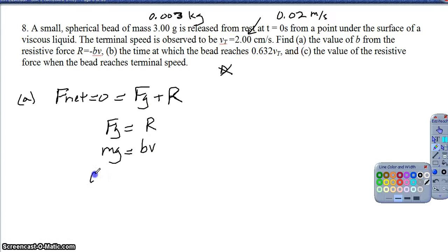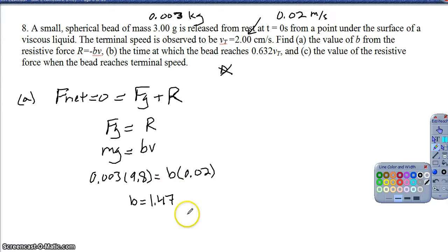So then from here, finding B is pretty easy. I've got my mass of 0.003 kilograms. My acceleration, as usual, is 9.8, unless they tell me otherwise. And then I know my terminal velocity, but again, making sure I've converted that as well, right? So solving for B, I end up getting about 1.47. I'm not necessarily worried about the units for this. I would rather you get comfortable solving this. We won't concern ourselves too much with the units, although if you wanted to try to figure it out, just look at what units you have left and make sure you balance the equation. But again, I'm not terribly worried about that.